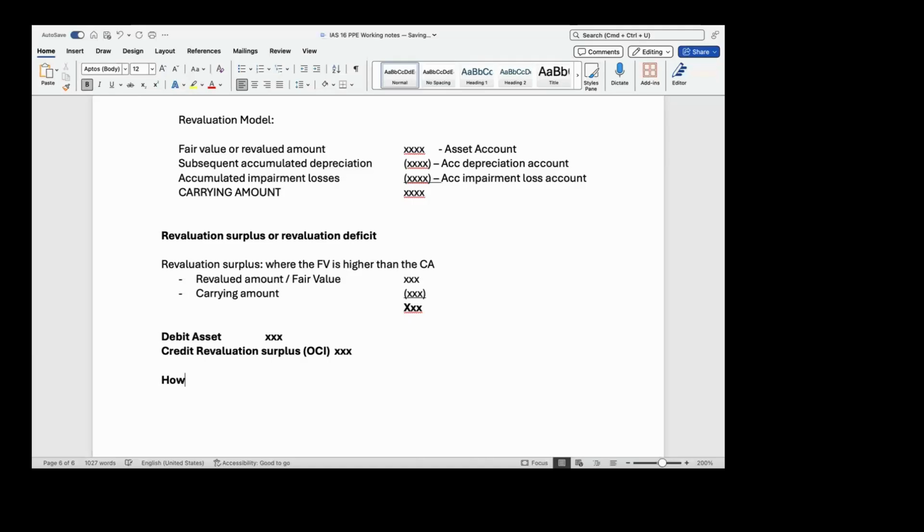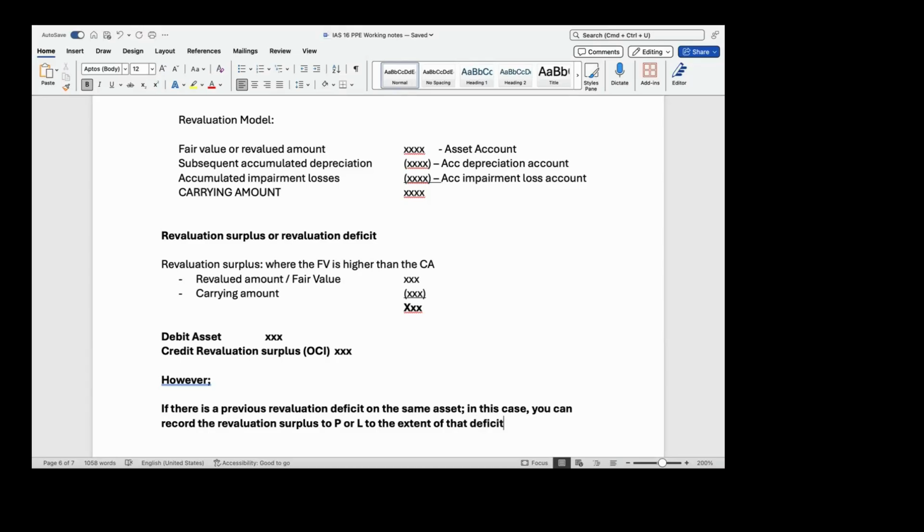However, if there is a previous revaluation deficit on the same assets, in this case, you can record the revaluation surplus to P&L, to profit or loss, to the extent of that deficit.